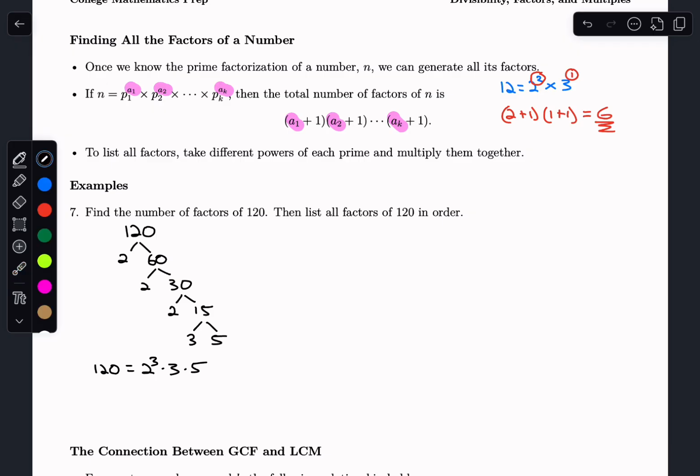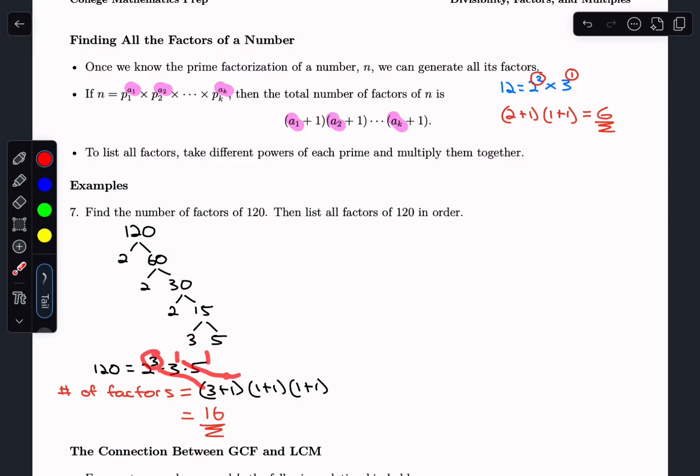If I want to find out the number of factors, all I have to do is take each of the exponents, so 3, 1, and 1, and just plug them into the formula. So we're going to have 3 plus 1 times 1 plus 1 times 1 plus 1. And if we multiply all that out, we have 4 times 2 times 2, which is going to give us 16 possible factors. Again, I'm just taking the exponent of 3, putting it right here, taking the exponents of 1, and putting each of them into the formula. All right, so now let's go find all 16.